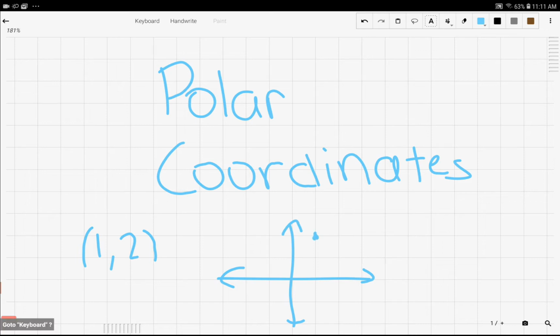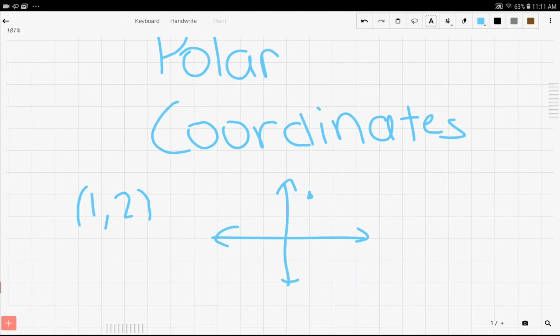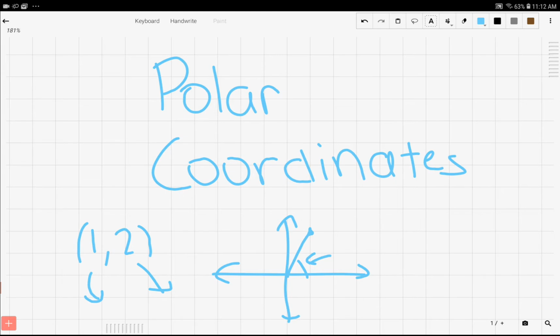However, using polar coordinates, we actually would express this in a much different way, where one of these is the distance from the point to the origin, and the other is actually the angle right here. So as you can see, polar coordinates are a much different way of expressing things. Now, the name of the coordinates that we usually use is rectangular coordinates. So let's take a look at what polar coordinates can do.